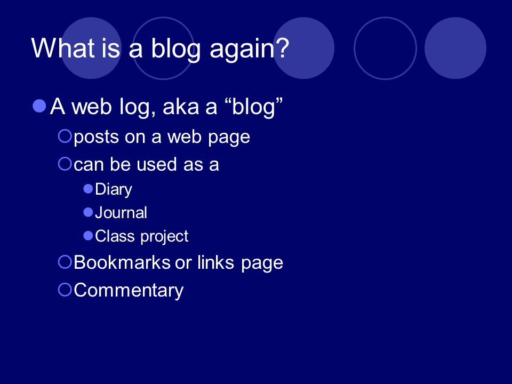Now, what was a blog again? A blog is essentially a web log, and it allows you to post things, post opinions, comments, information on a web page. The information that you post can be a diary, so it can record your thoughts. It can be a journal, can provide more information on a subject, or it can also be a class project. A blog often includes links to other pages.